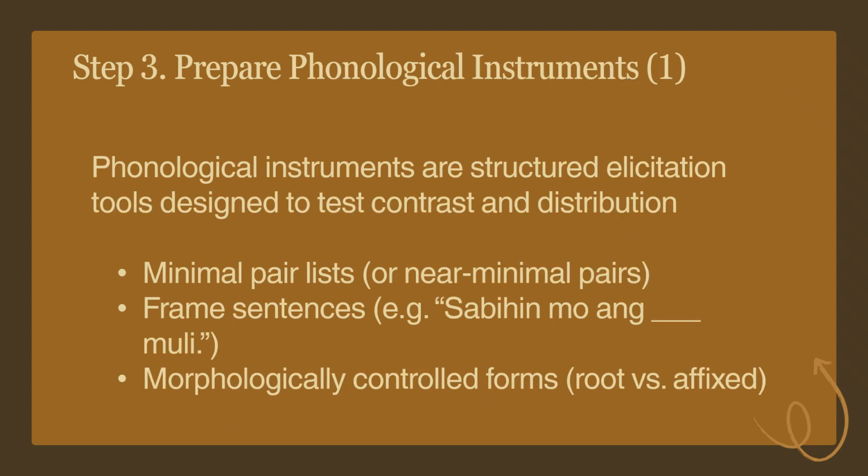Step 3 introduces phonological instruments, which differ from lexical instruments in purpose. While word lists show us what sounds occur, phonological instruments test contrast and distribution. These instruments typically include minimal pair lists, near minimal pairs, and frame sentences used to control phonological environment. Phonological instruments are essential for identifying phonemes and allophones.